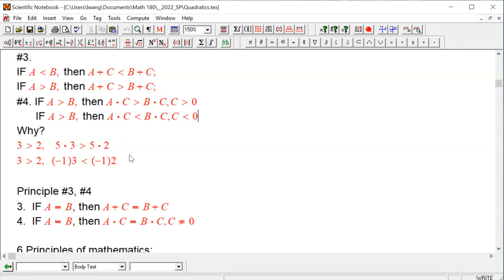Then you wonder why. Well, this is why. We know that 3 is larger than 2. So if we multiply by 5 on both sides, 15 is still larger than 10, no problem. But if we multiply both sides by -1, -3 is no longer greater than -2. In fact, it's reversed. From 3 larger than 2, when we multiply by -1, -3 is going to be smaller than -2. That's why we have this principle.